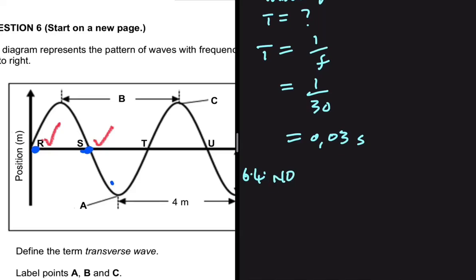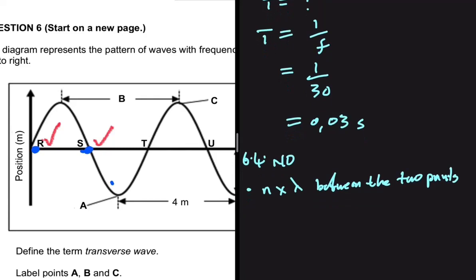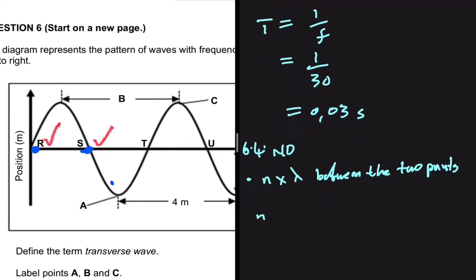You need to know the condition that needs to be met for 2 points to be in phase. They need to be separated by n multiplied by wavelength. What does that even mean? Let me explain to you. There needs to be a whole number of wavelengths between the 2 points. So if there is one wavelength between the 2 points, then they are in phase. If there are 2 wavelengths, they are in phase. If there are 3, 4, or 5, then those 2 points are in phase. We need a whole number of wavelengths between 2 points for them to be in phase.